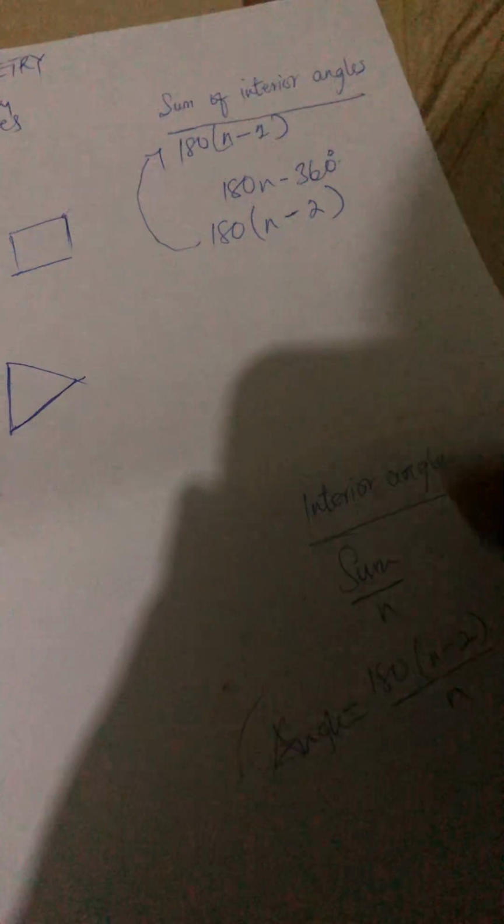We talk about interior angle. It is basically the sum over n. So if you know the sum, which is 180(n - 2), you just divide by n and you are getting the angle. So this is how the whole concept about the interior angles works.